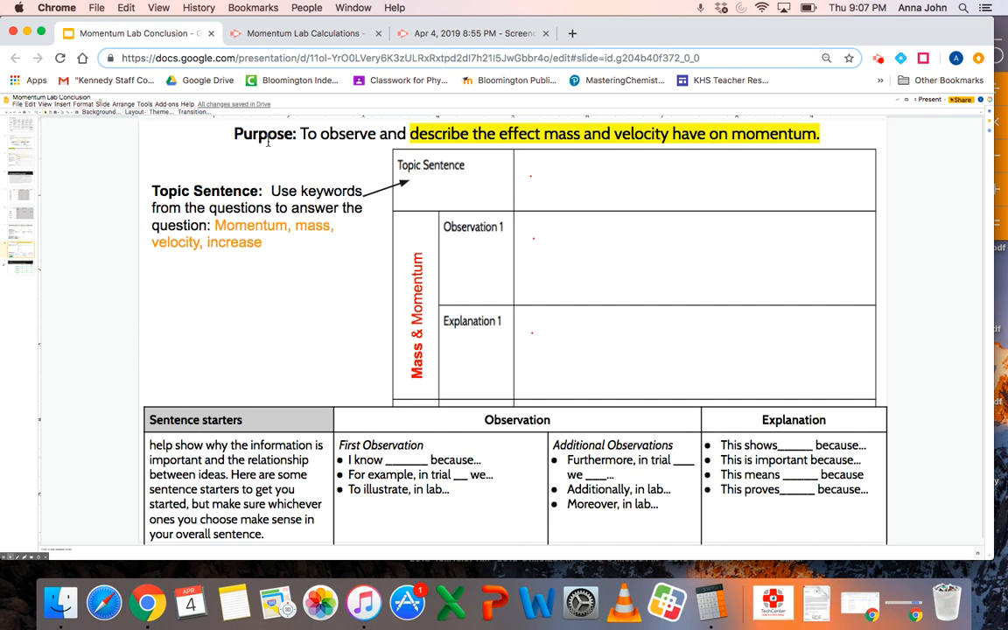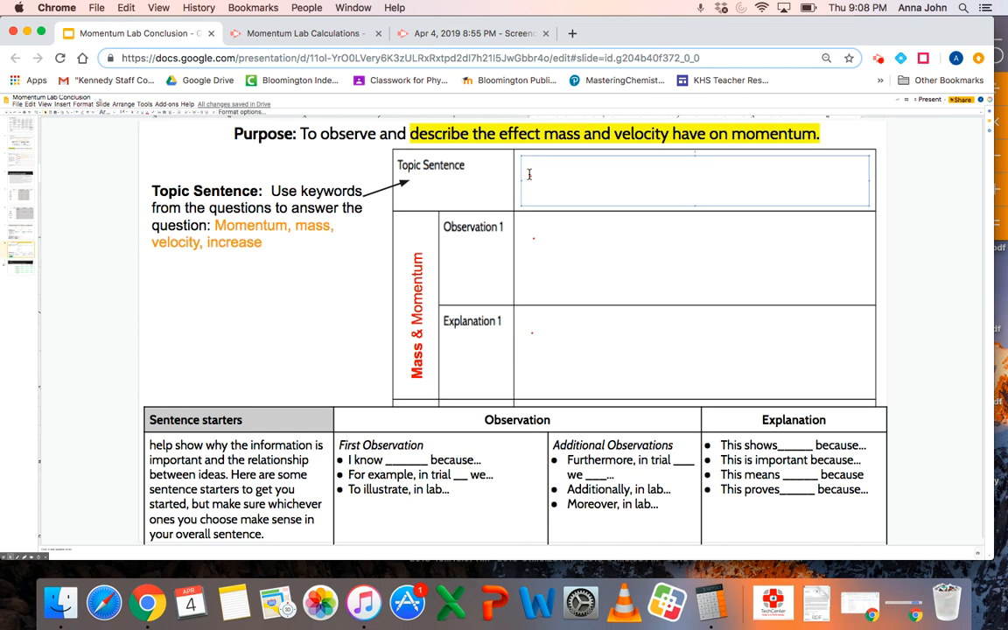question. So up here we have our purpose. So we wanted to observe and describe the effect mass and velocity have on momentum. So we did the observation part in lab. We saw what happened to that cup when the ball hit it at different velocities and the different masses of the balls. But now we want to describe that effect. So you answered analysis questions 1 through 8, which helped you kind of look at different trials and get a feel for how the momentum was changing.